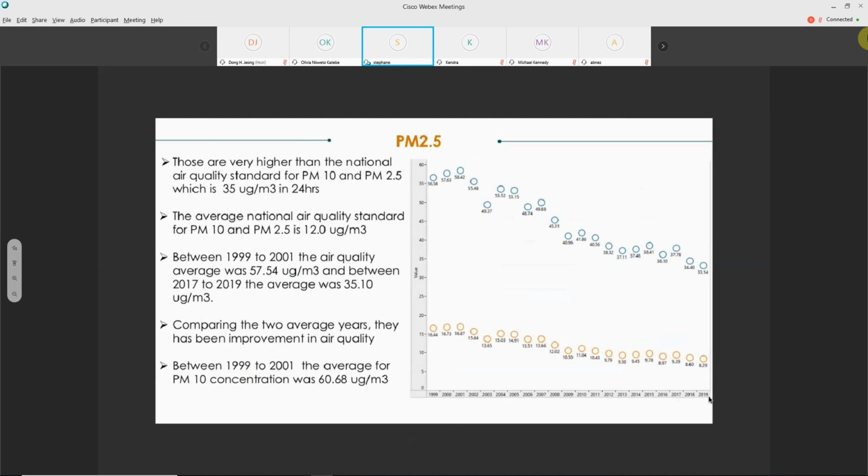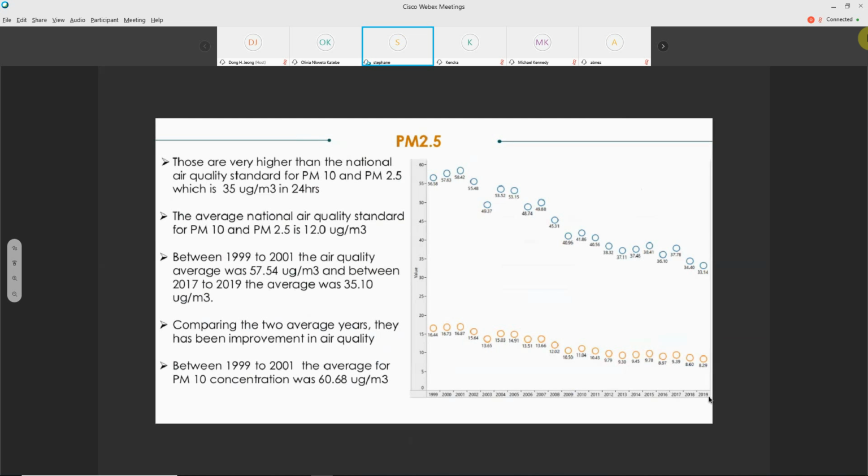So after we did that, we found that between 1999 to 2001, the air quality average was 57 micrograms per cubic meter, and between 2017 to 2019, the average was 37, or 35, sorry. So comparing the two average years, there has been improvement in air quality.